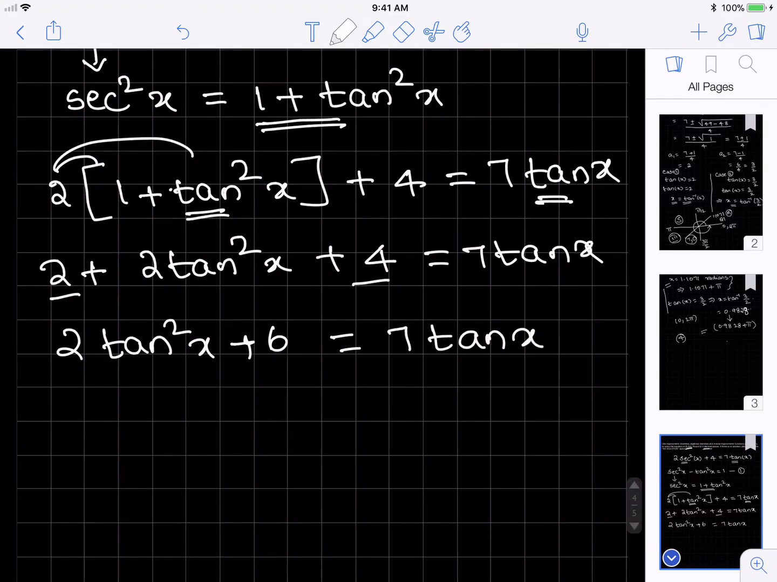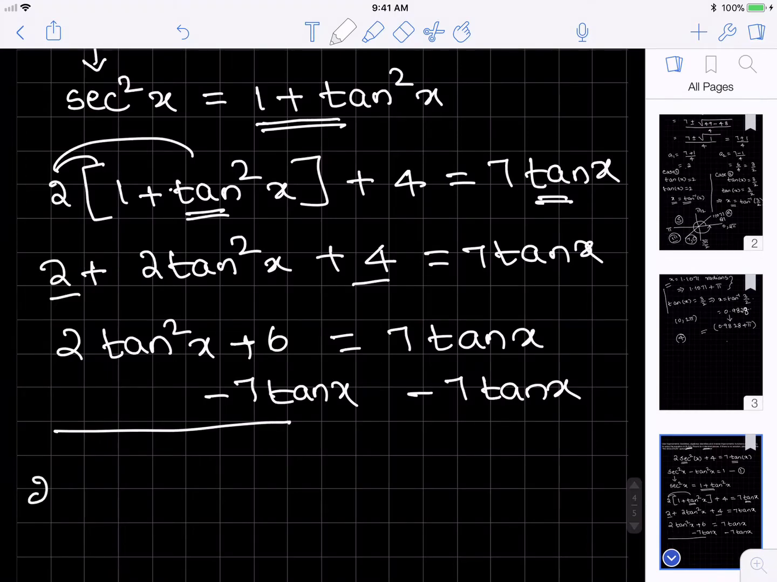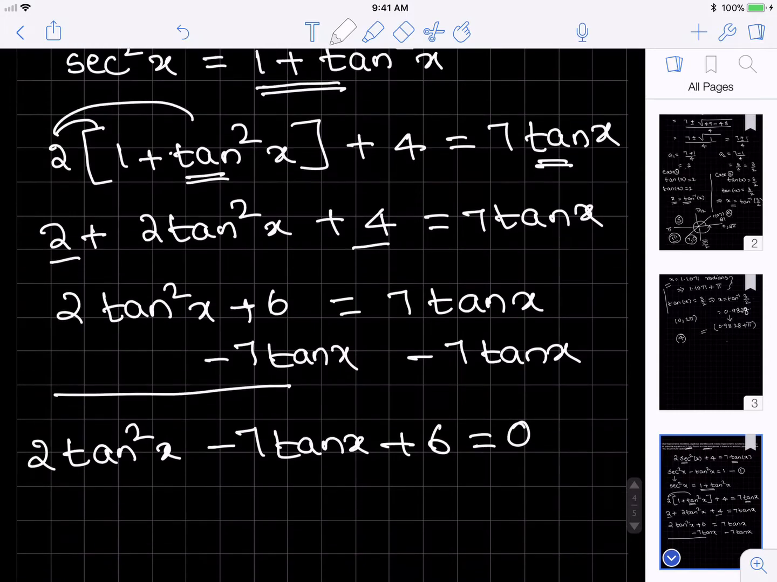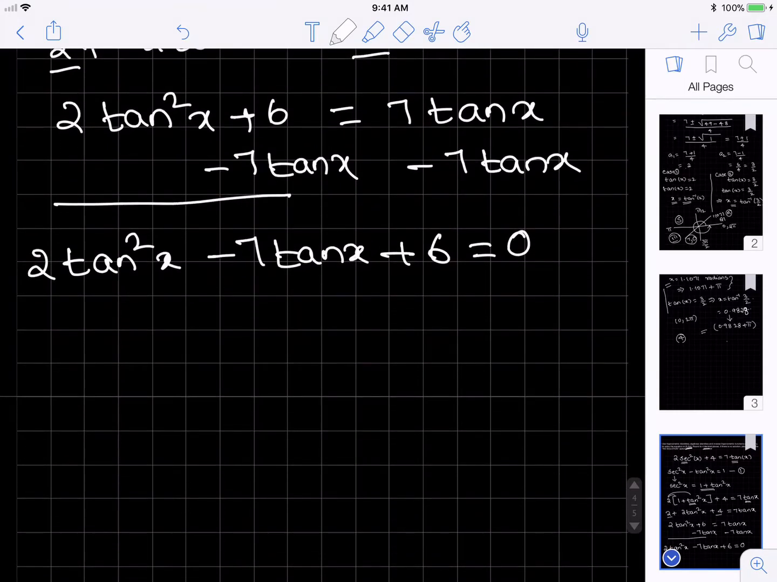I would like to have every term on the left hand side of the equation. So what I would do is subtract 7 tan x from both the sides. After I do that, what I will be left with is 2 tan squared x minus 7 tan x plus 6 equal to 0. Now let us name it equation number 2. This will look like some kind of quadratic equation in tan x.